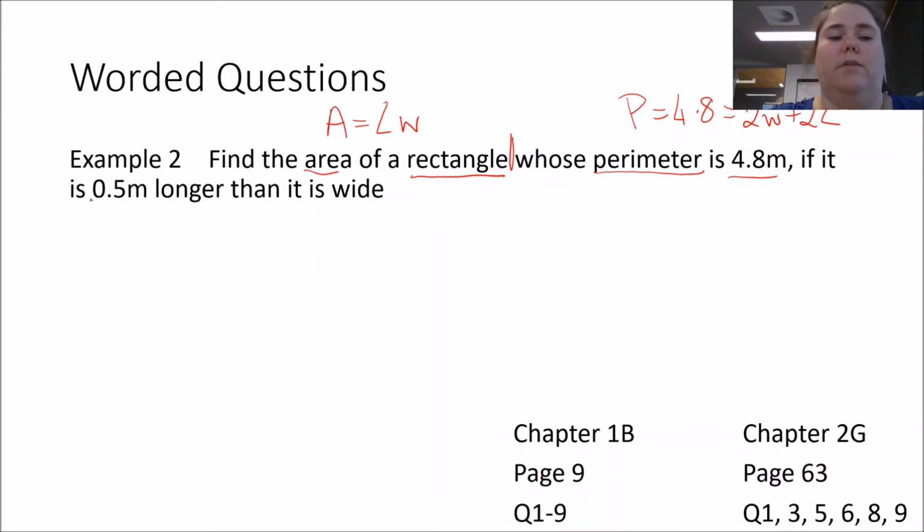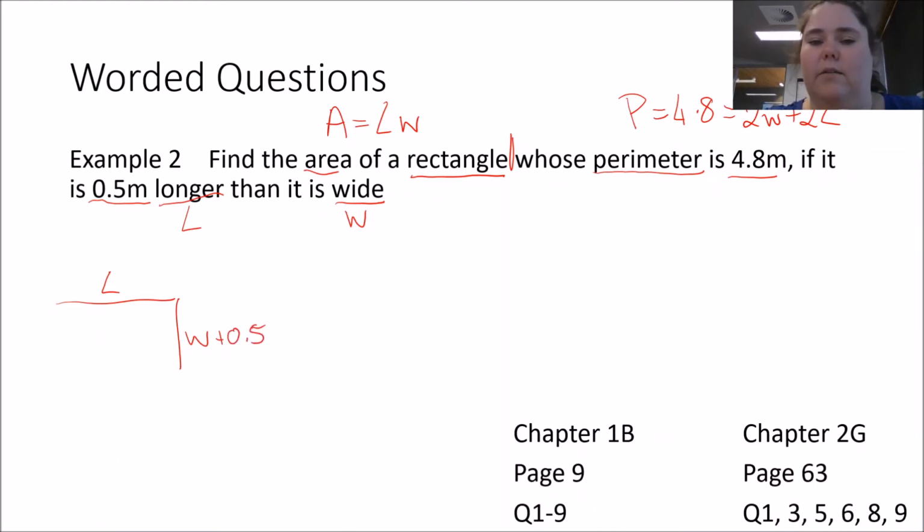If it's 0.5 meters longer than it is wide, so we've got our length and our width. 0.5 longer than it is wide. So it's saying this length here is 0.5 more than our width. So we need to add 0.5 onto our width to get our length. So width plus 0.5 equals length.